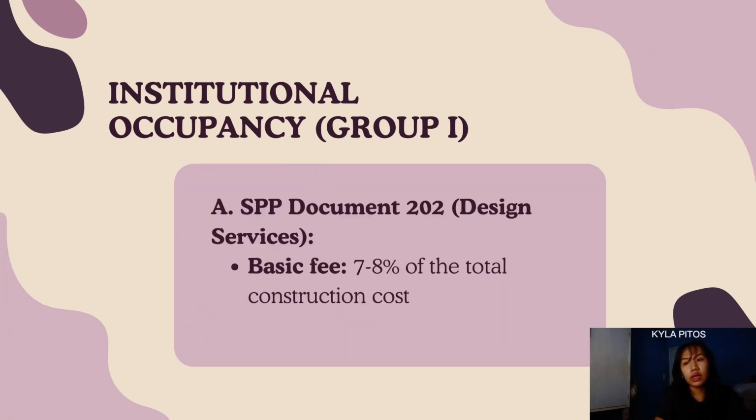Now, for examples of professional fees for institutional occupancies, it's SPP document 202, which is again the design services. It has a basic fee of 7 to 8% of total construction cost. This is because institutional buildings require more complex planning, especially for specialized rooms like operating rooms and isolation wards, and they must also adhere to strict safety and health standards because buildings under this occupancy are very large.